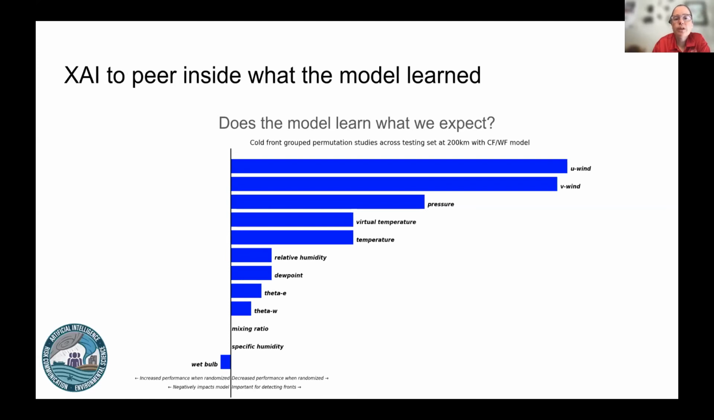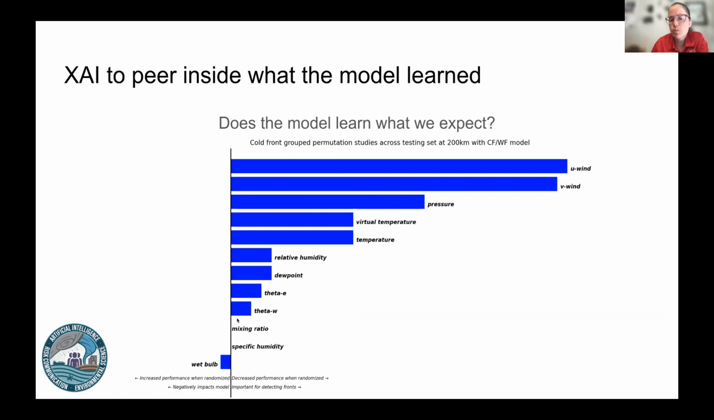So another thing you might want to do is say, well, what's inside my model? Does the model learn what we expected? So we're going to use the XAI that we talked about yesterday. For example, this is permutation importance, grouped permutation importance specifically, to say, did it find the variables that we expected to be most important? The U-wind and V-wind, which are the two components of the wind, turn out to be the most important variables, which shouldn't be a surprise to anybody who's studied fronts, because you typically find wind changes with the fronts. And then corresponding with that, because wind follows the pressure changes, pressure turns out to be an important variable.